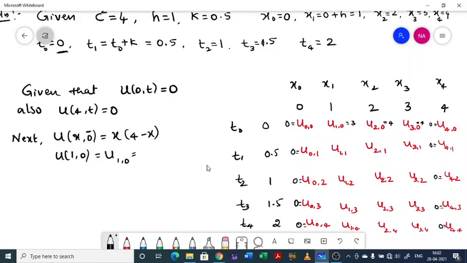So you have to write like this: u of 1 comma 0 is 3, u of 2 comma 0 is 4, u of 3 comma 0 is 4, and u of 4 comma 0 is 0, because 4 comma 0 is already 0.